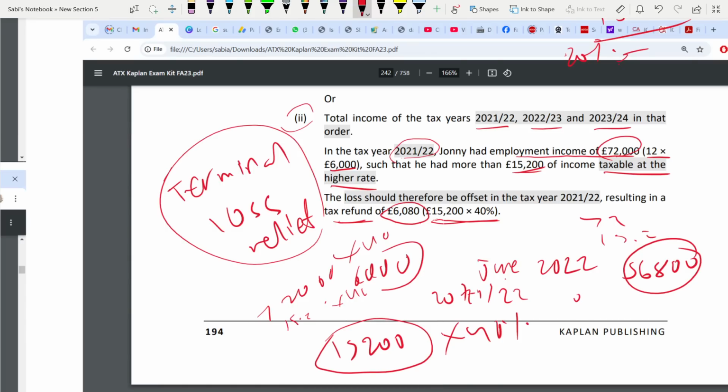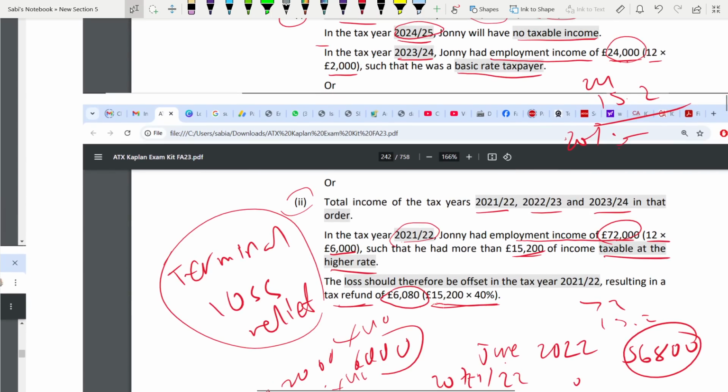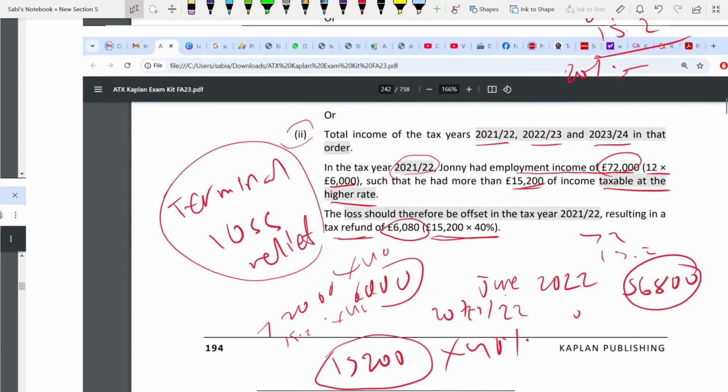So which one is most tax beneficial? First one or second one? Second one. Why? In the first one, you're not getting any tax refund. In the second scenario, terminal loss relief, you're getting a tax refund when we are relieving the loss in 21-22. So the loss should be offset in this tax year.